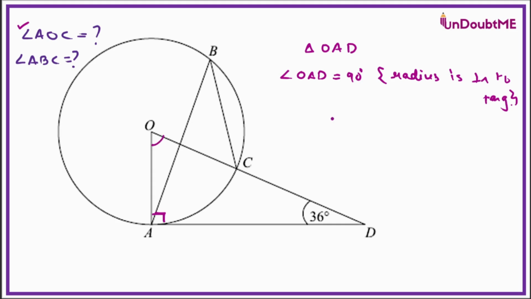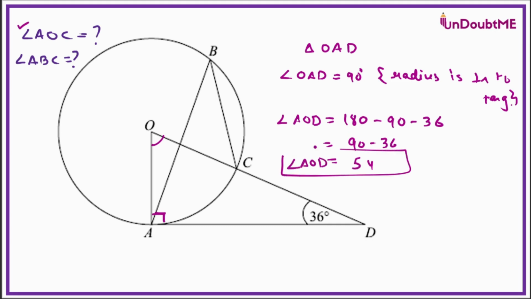Third angle, angle AOD, will be 180 minus 90 minus 36. That will be 90 minus 36, and this will be 54. So I got angle AOD as 54, which is half part of my answer.